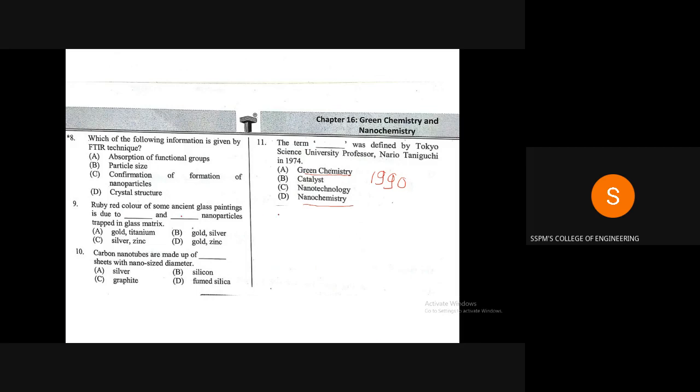Carbon nanotubes are made up of, the preparation of carbon nanotubes is from graphite. So carbon nanotubes are made up of graphite. Then which of the following is the information given by the FTIR technique? FTIR means Fourier Transform Infrared Spectroscopy. So crystal structure, that is the answer. The FTIR technique gives the idea about crystal structure.